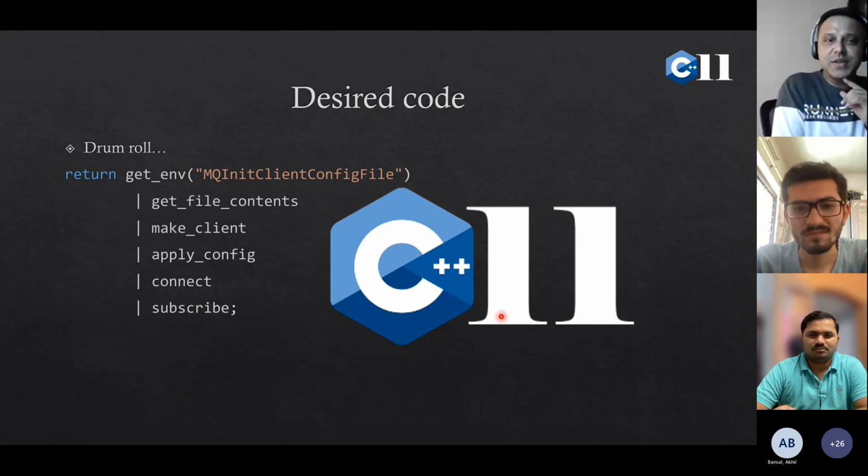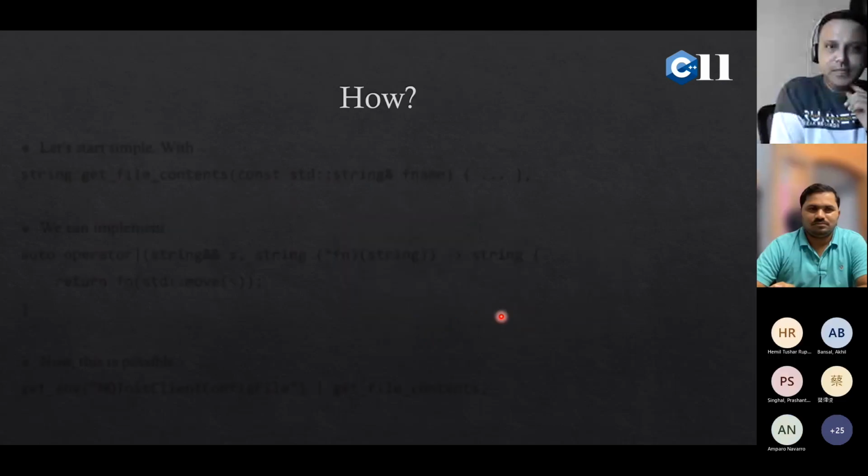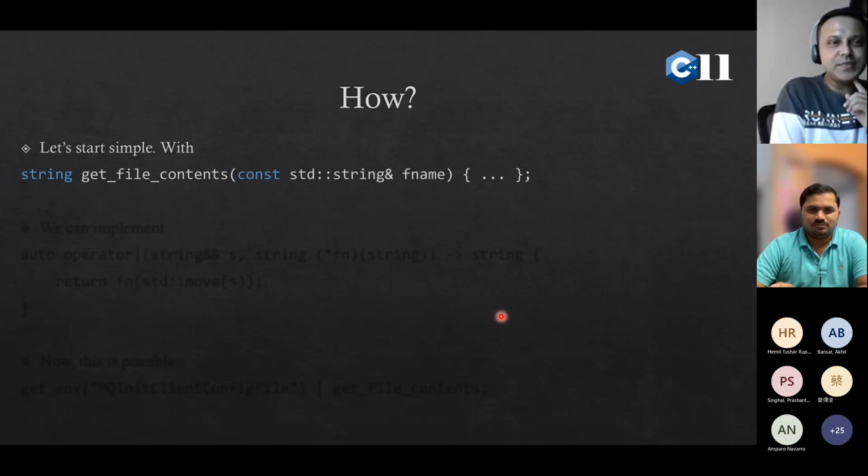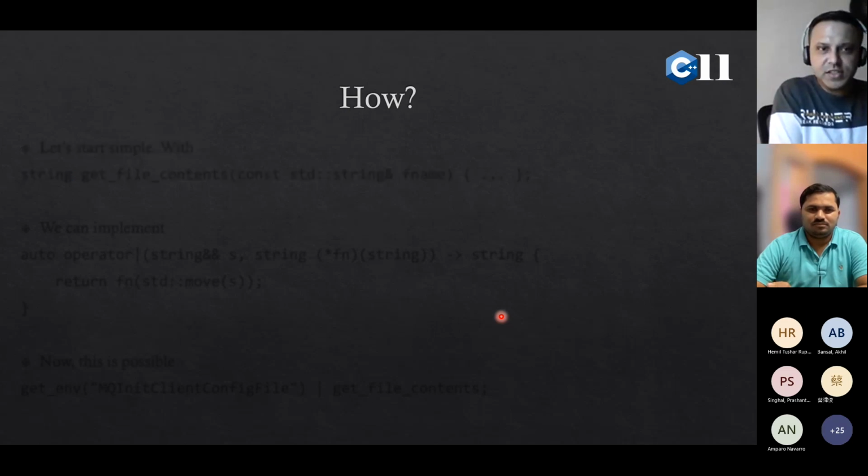Okay, and this is C++17. We can do this all in C++17. We don't need C++20. Right. Next, how? Obviously that is the question. So let's start simple. Let's say we have some function to get the file content. So we are looking at just the first leg.